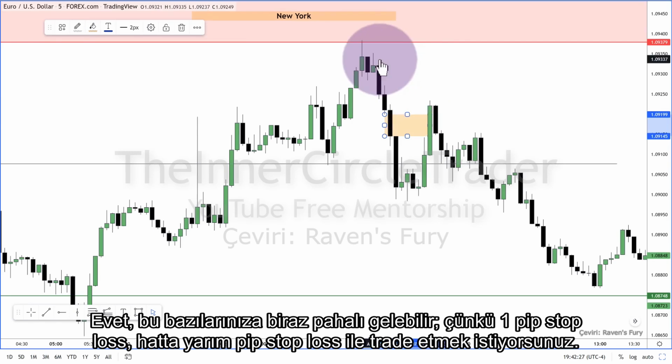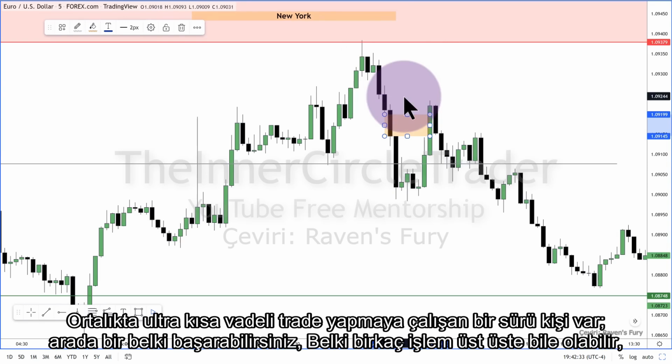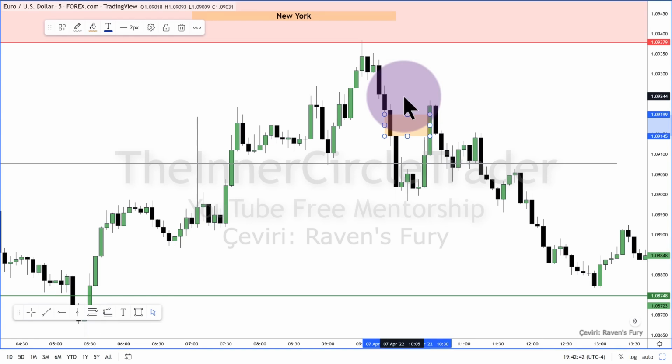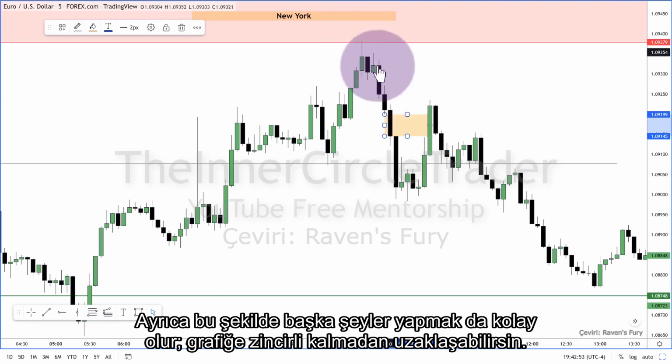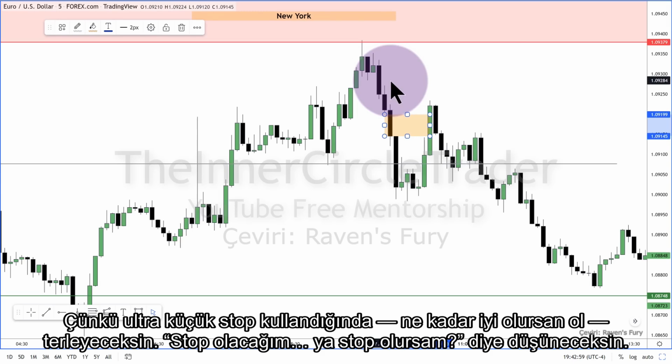Yes, it might be a little bit too rich for some of you because you want to trade with a 1 pip stop loss, a half a pip stop loss. There's a lot of guys out there trying to do ultra short-term stuff. You might be able to pull it off once in a while, maybe a series of trades. But I promise you, when you start putting down size on these trades, you're not going to be able to pull that off. It just isn't going to happen, so don't get used to trying to do it. Plus, it's easy to do other things. You can walk away from the charts and not be chained to it, because if you have a small, ultra short stop, I don't care how good you are, you're going to sweat it. You're going to be expecting you're going to get stopped out. What happens if it stops me out?